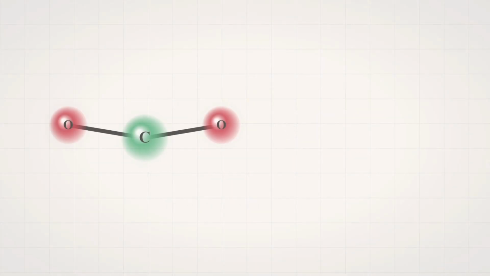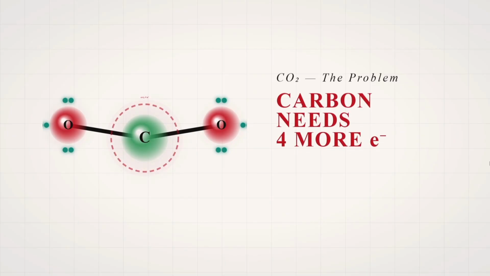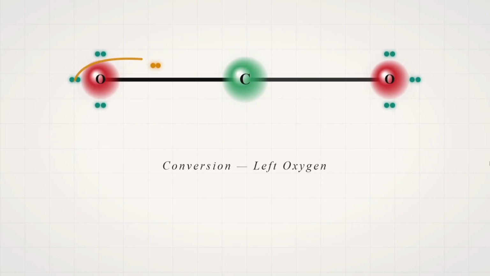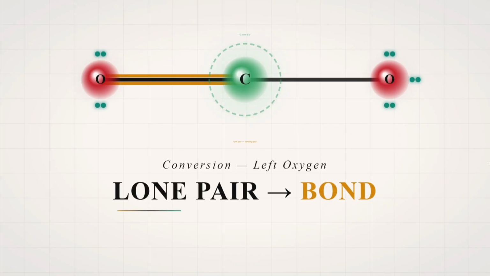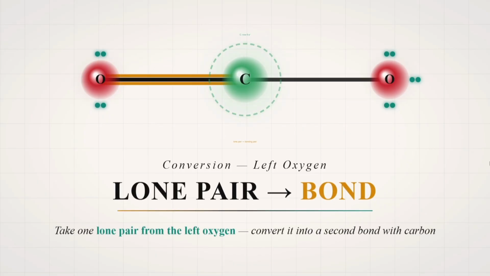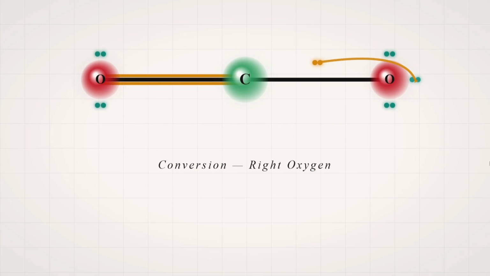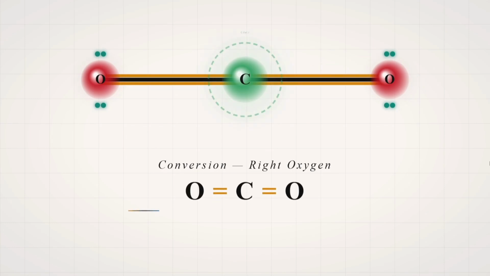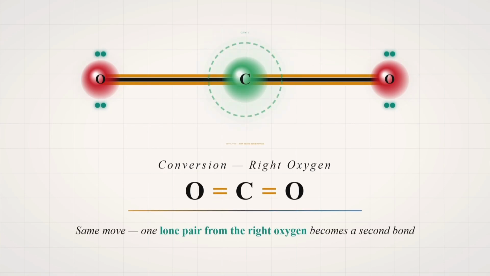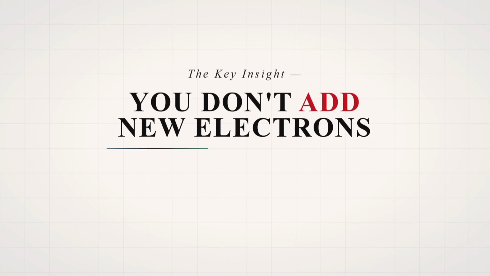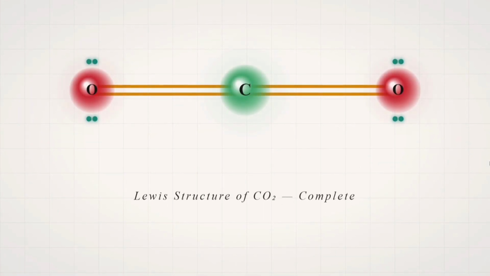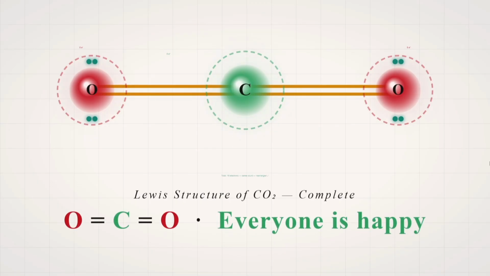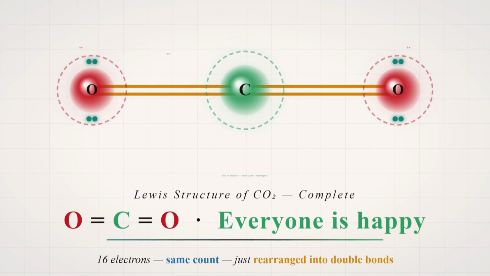In CO2, carbon needs 4 more electrons. Each oxygen has lone pairs to spare, so we take 1 lone pair from each oxygen and convert them into a second bond with carbon. Those single bonds become double bonds. This is the key insight of Step 4. You don't add new electrons, you just rearrange existing ones. Take a lone pair from a neighbor, make it a shared pair instead. The total electron count stays the same, but now everyone is happy.